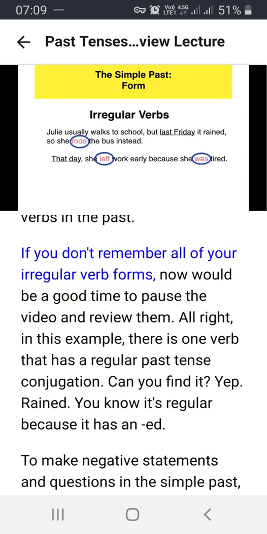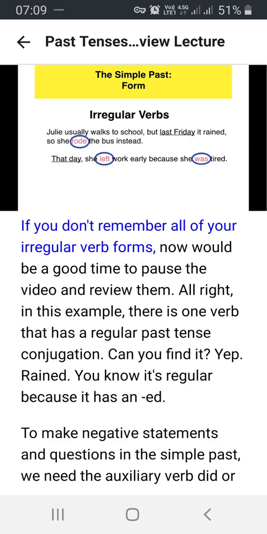If you don't remember all of your irregular verb forms, now would be a good time to pause the video and review them. All right, in this example, there is one verb that has a regular past tense conjugation. Can you find it? Yep, rained. You know it's regular because it has an ed.